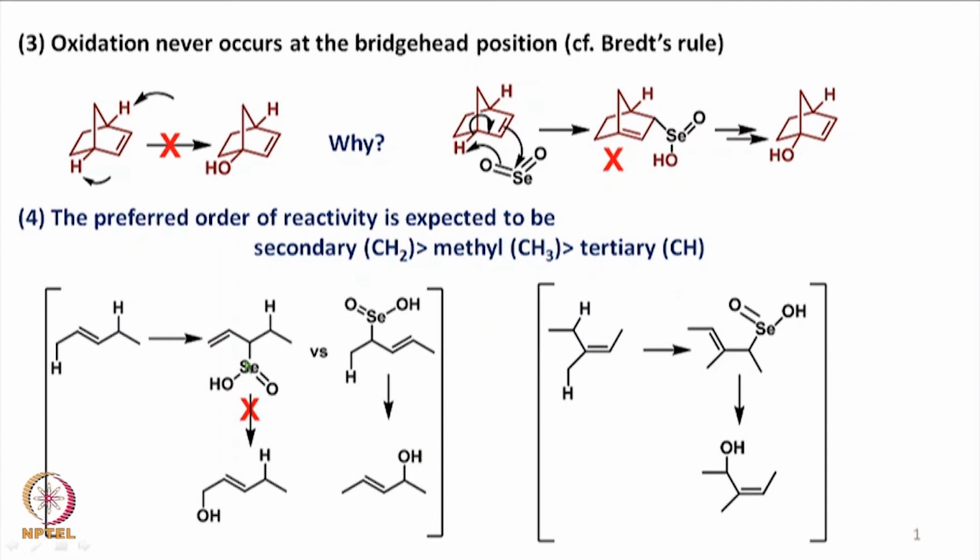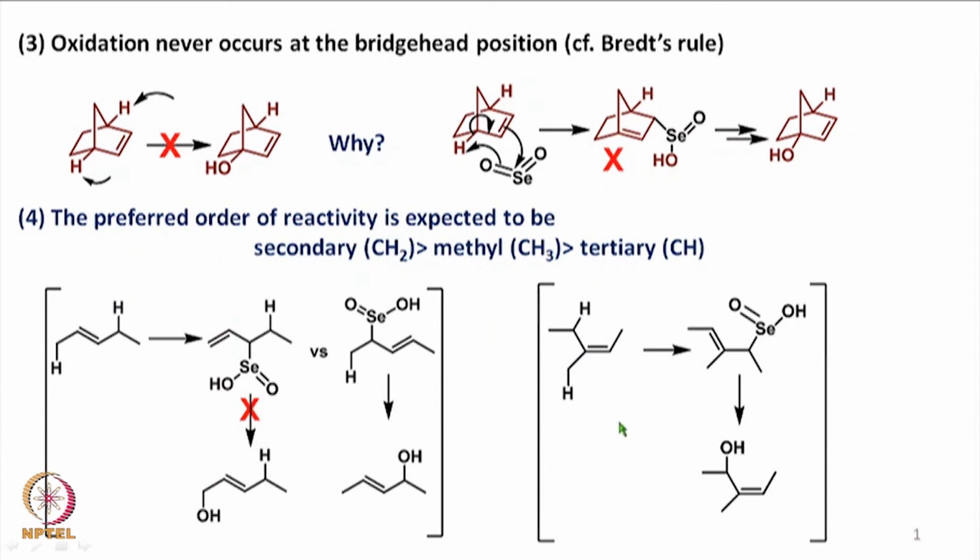Now, between the two selenium intermediates, one can easily see that this particular selenium intermediate is more stable than this, and therefore the formation of the allylic hydroxy group involving the secondary allylic hydrogen is allowed, and this doesn't form.